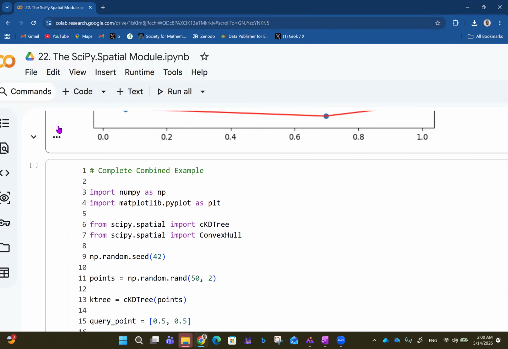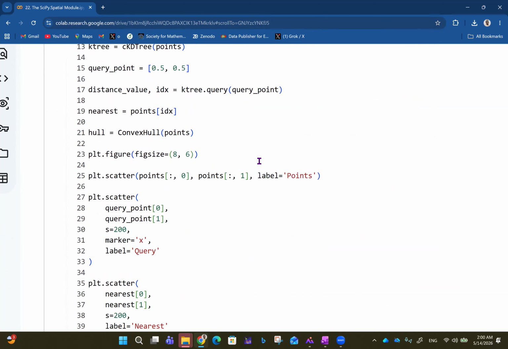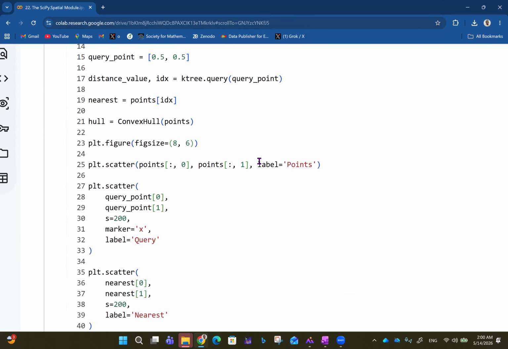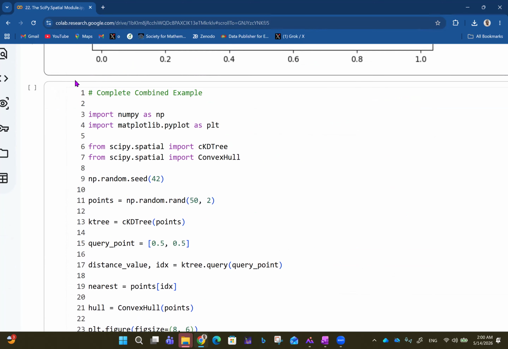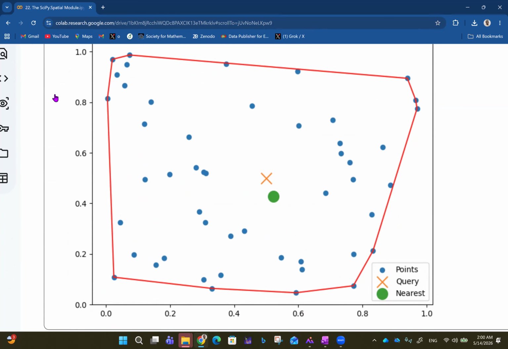Then a complete combined example now. You have cKDTree, convex hull, and everything put together. So you want to check out the code. Don't forget the code sheets are available. You can access them through the link leading to the Google Drive, either on Facebook or on YouTube, right?